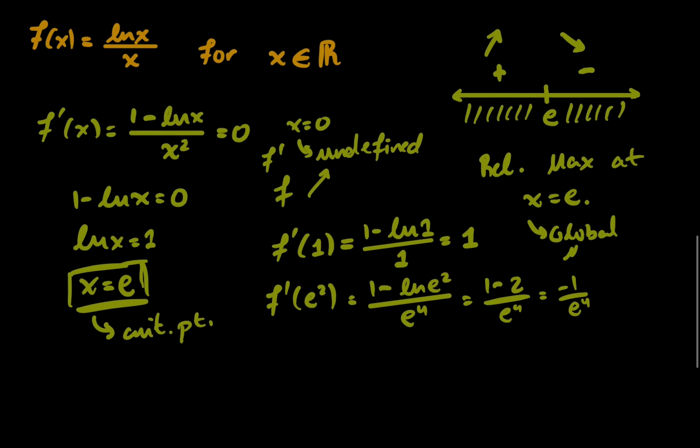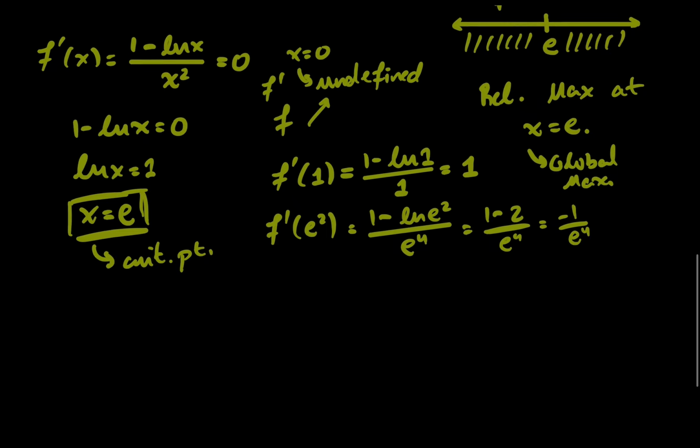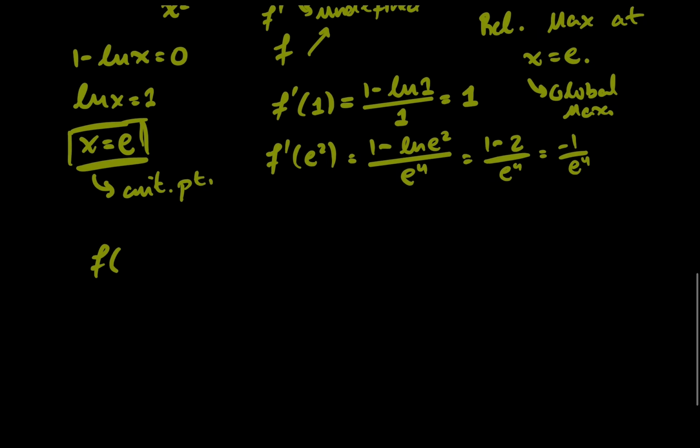And we can input this into the function if you would like. We can input this into f, so we get f of e, which is the natural log of e over e, which is going to be 1 over e. And so we have the point e, comma 1 over e as our global maximum.